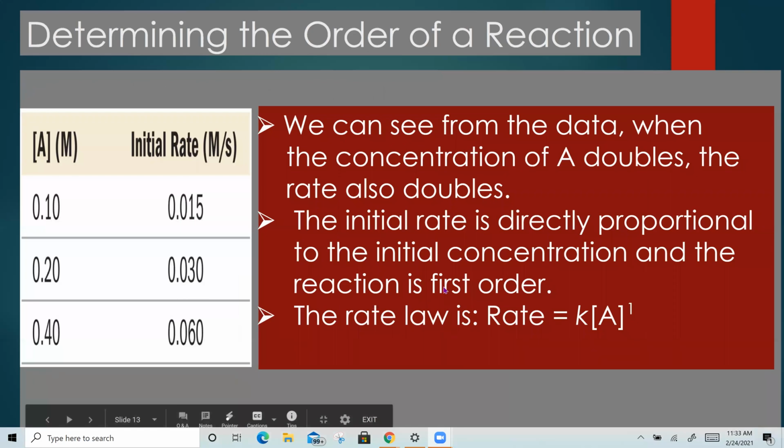All right, let's look at, let's see here. Okay, then if we wanted to write the rate law for this, because we've determined that the rate is directly proportional to the concentration, our rate law would be rate = k[A] to the 1, all right, because we said this is first order. And so that's all you would do there.